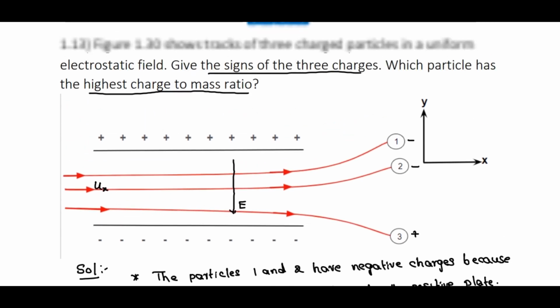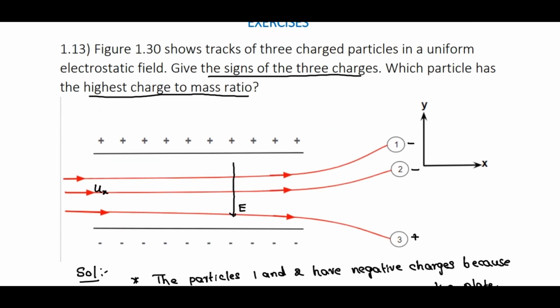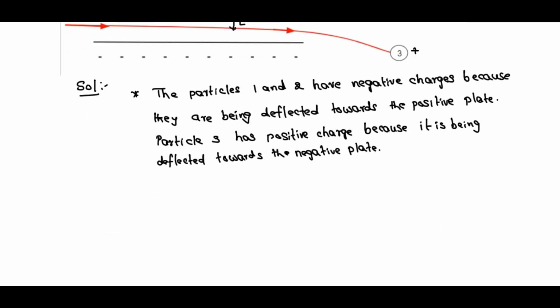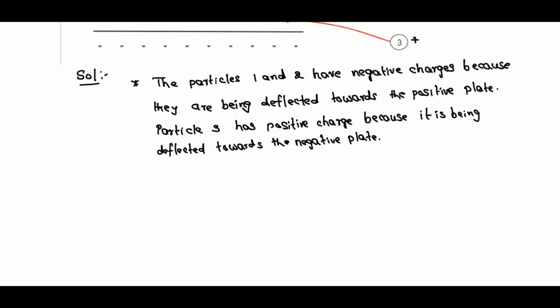And next subpart, we need to find out the highest charge to mass ratio. Here if you observe, particle 1 and 2 are deflected along positive y-axis, particle 3 is along negative y-axis. Now what is the acceleration of the particles? Acceleration is equal to force per mass. Here we are using electrostatic force, that is qE by m.